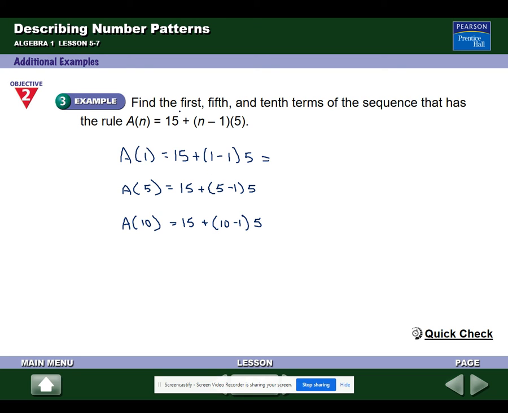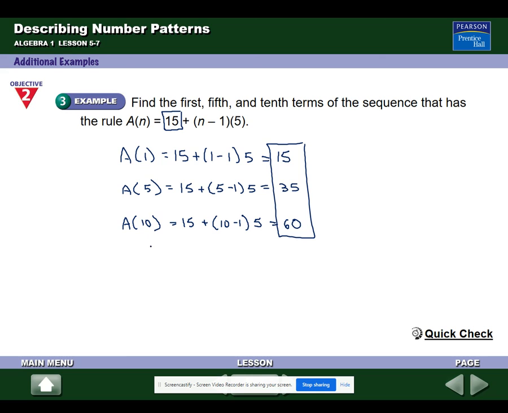Now, did you get this from the start, that this number is the first term? So we already know that this is a of 1. This is going to prove it here because 1 minus 1 is 0, times 5 is 0, plus 15 is 15. It was already evident in the equation, but it is in fact 15 when you do the calculation also, of course. 5 minus 1 is 4. 4 times 5 is 20, plus 15 would be 35. 10 minus 1 is 9, times 5 is 45, plus 15 would be 60. Okay, and these are your three answers.